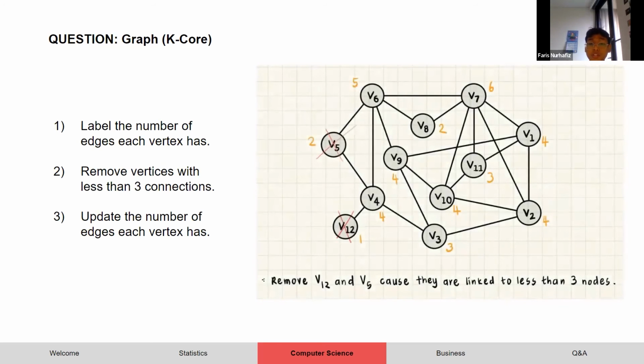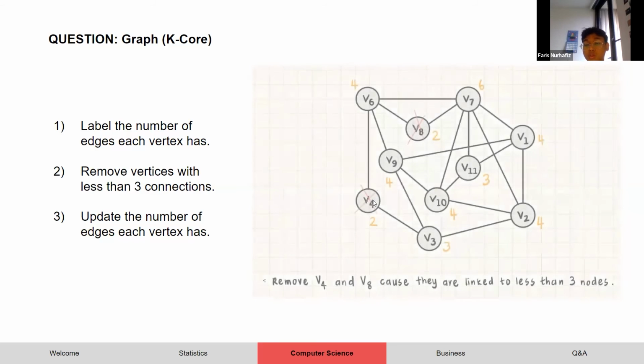So from the picture previously, what we want to do is to label individual nodes with the number of edges that they have. We call it the degree of the node. So we know that, for example, V8 has a degree of 2, V7 has a degree of 6 because it has 6 edges, and we do this to all the nodes in the graph. And what we want to do is to remove, one by one, nodes that have less than 3 connections. So we know that V12 and V5 have less than 3 connections, so we remove them.